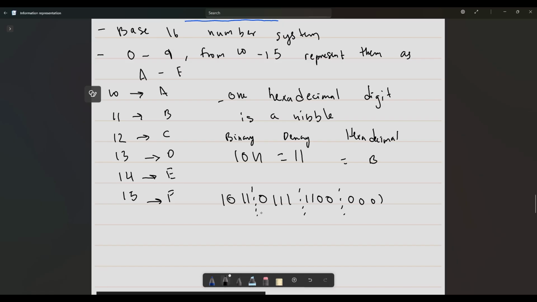After you split it, you can just look at the value of each group. So 1011 is 11, so we just write this as B. 0111 is 4 plus 2 plus 1, which is 7. 7 is just 7, right? 1100 is 8 plus 4, so it's 12. That means it's C, because 12 is C. And then 0001 is 1. So this entire number is written as B7C1.